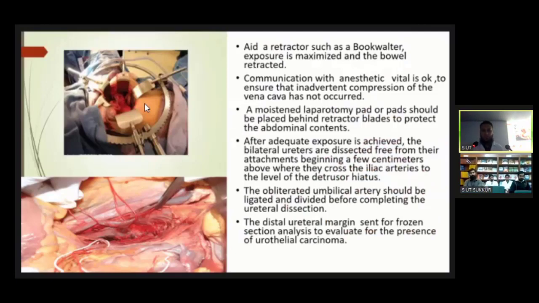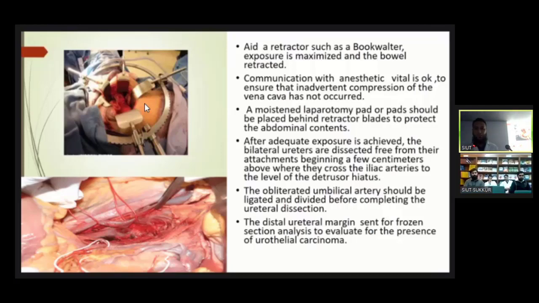So after the exploration, we add a bookwalter retractor to maximize our exposure. After placing this retractor, we should communicate with the anesthetist because there is a concern in our mind about compression of the inferior vena cava and the aorta. The pads should be placed behind the retractor plates to protect the abdominal contents, with our eyes on the monitor, which is very necessary.